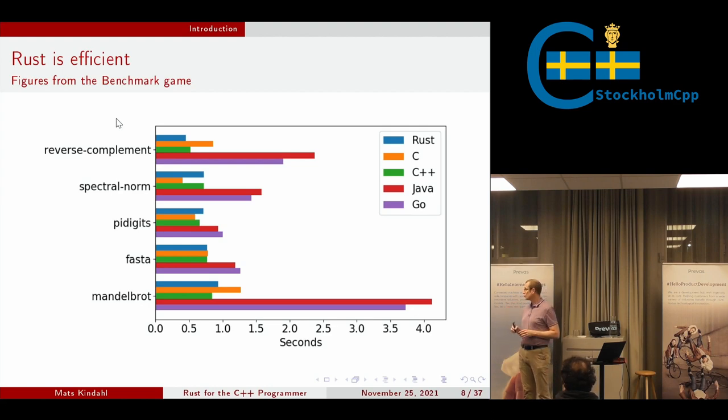And then we have the other category. Go and Java are quite similar in execution time in these cases. And this is what people usually expect, so it shouldn't come as a surprise.